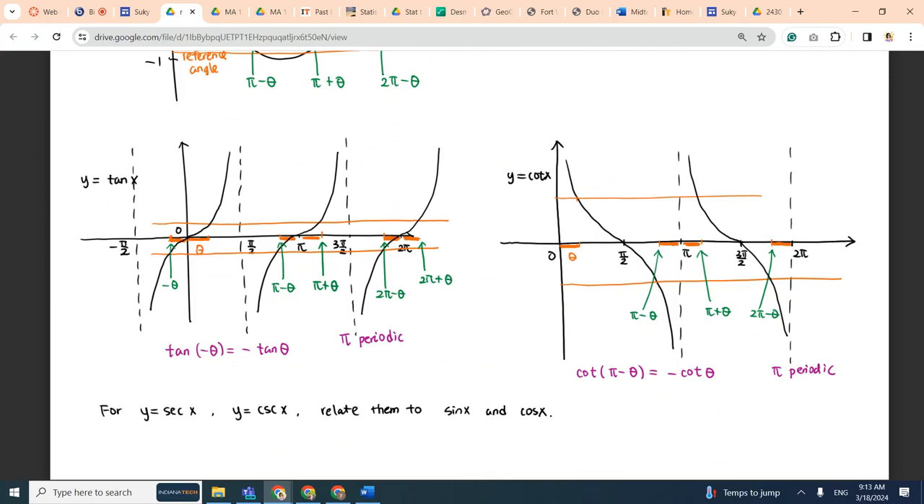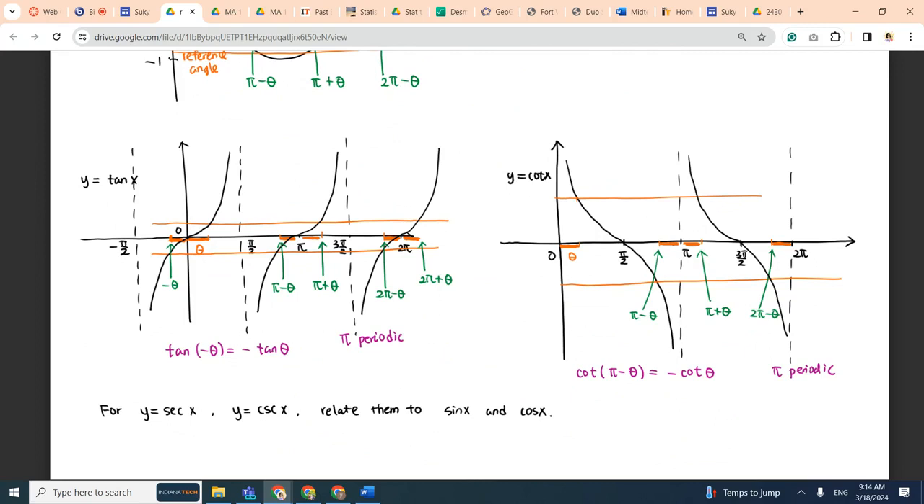Right? Anybody? How about the next period? You see, the 2 pi plus theta also corresponds to the theta. The 2 pi minus theta also corresponds to the negative theta. Is that okay, everybody? If you understand, raise your hand. Do you all understand? Okay, good.